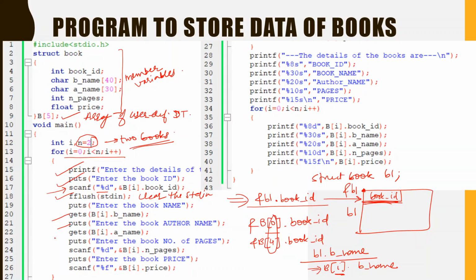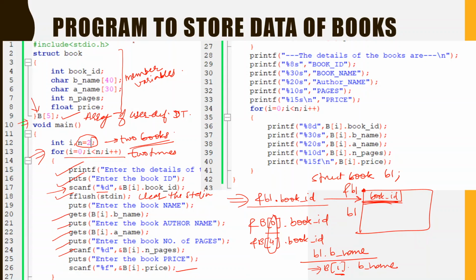Then we again print a message, then we take the author name, then we again print a message, and then we take the number of pages, and similarly we take the input of the price of the book. After taking the input, this loop would run for all the number of books. Since here there are two books, this loop will run two times. Otherwise, if a maximum of five books are allowed, we can take five books at a time in this array.